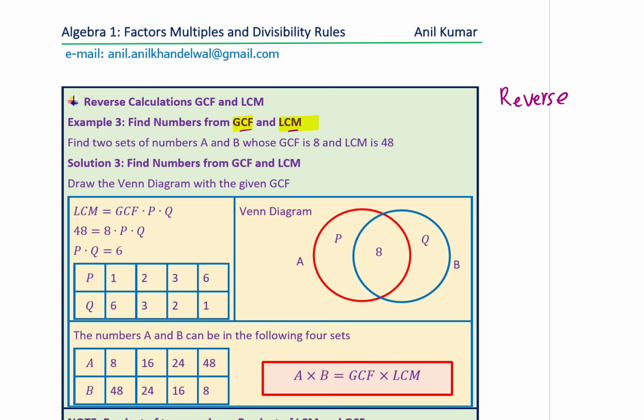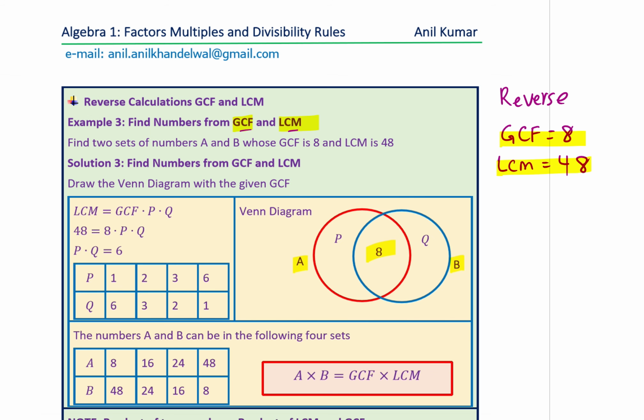Let us see how. The question here is, find two numbers A and B whose greatest common factor is 8 and LCM is 48. So we are given that the greatest common factor is 8 and the LCM is 48. You have to find two numbers. How do we do it? Well, we learned that if we make a Venn diagram with two circles for the numbers A and B, the GCF is the common factor. So the common factor is 8, and in the intersection we will write 8.